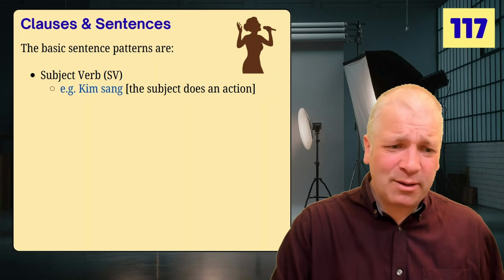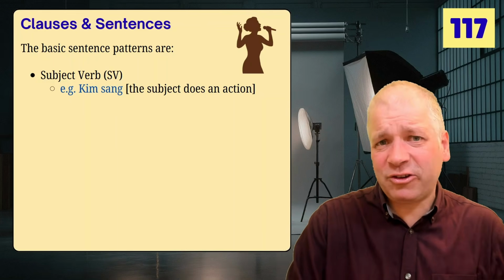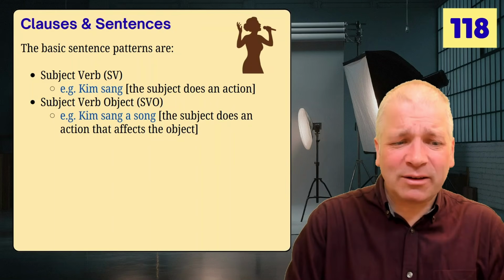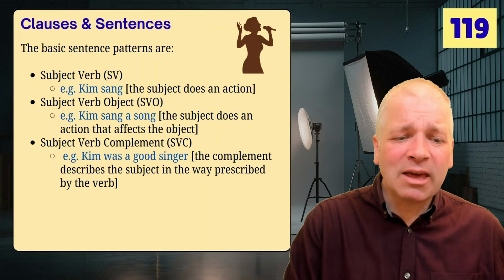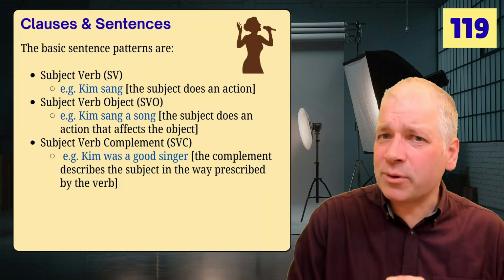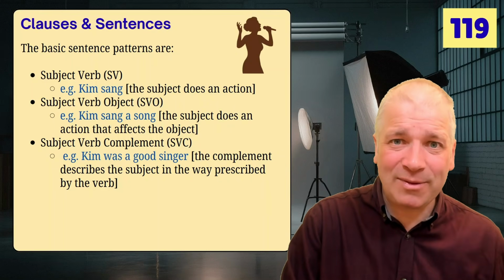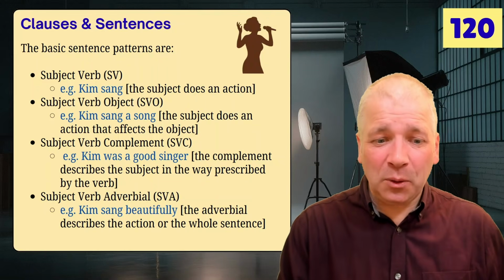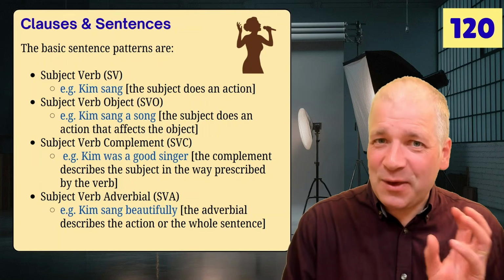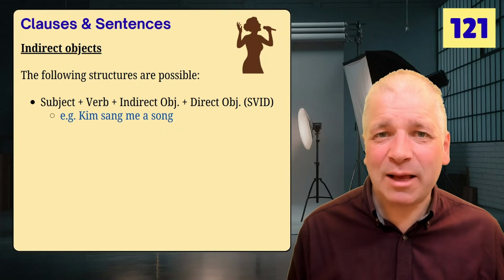The basic sentence patterns are subject followed by verb. For example, Kim sang. Here the subject does an action of singing. Or subject verb object. Kim sang a song. The subject does an action that affects the object. Kim was a good singer. The complement here describes the subject in the way prescribed by the verb. So this is called SVC, subject verb complement. A good singer describes Kim. Or subject verb adverbial, SVA. Kim sang beautifully. Here the adverbial is beautifully, and this describes the action of singing, or it describes the whole sentence. So that's the most simple way of making sentences.